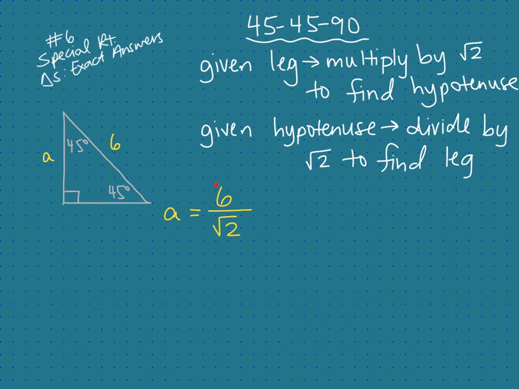Now, we can't write our final answer as 6 over root 2 because this has an irrational denominator. So we need to rationalize the denominator by multiplying both top and bottom by root 2. So we'll get 6 root 2 over 2. The 6 and the 2 can both be divided by 2. And so we'll get 3 root 2 as our A value.